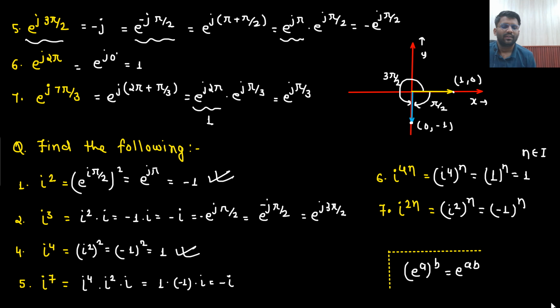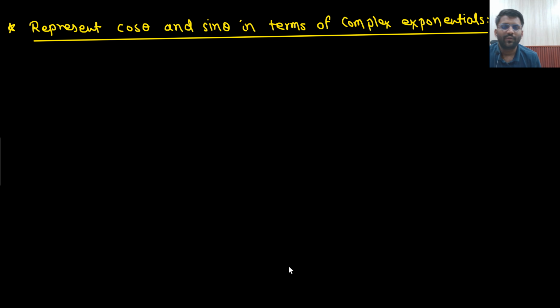Okay. Next, what we have. What we will do now is represent cos theta and sin theta in terms of complex exponentials. What does that mean? Sir, what is the value of e to the power iota theta? That is nothing but cos theta plus iota sin theta.